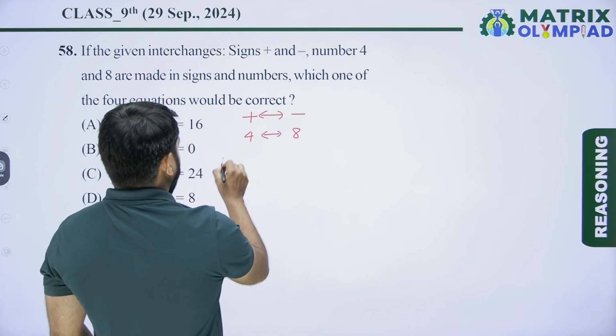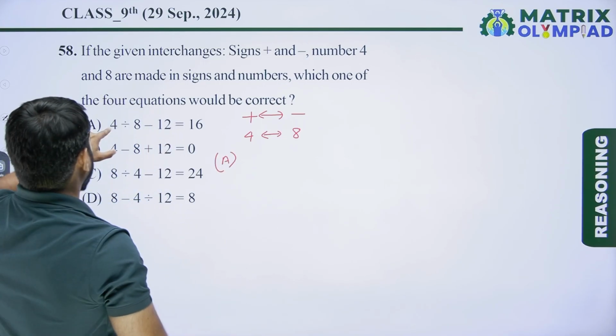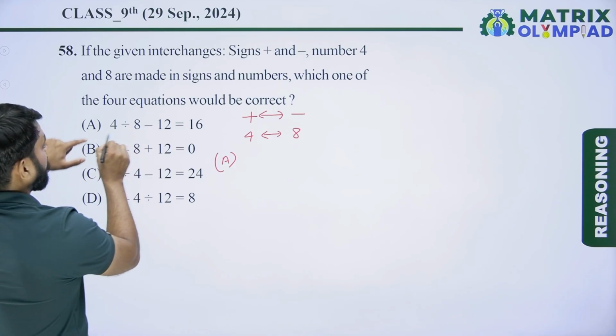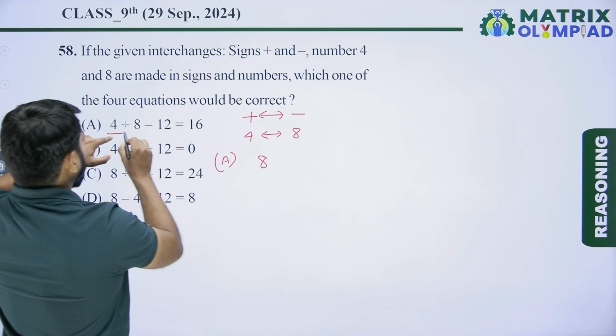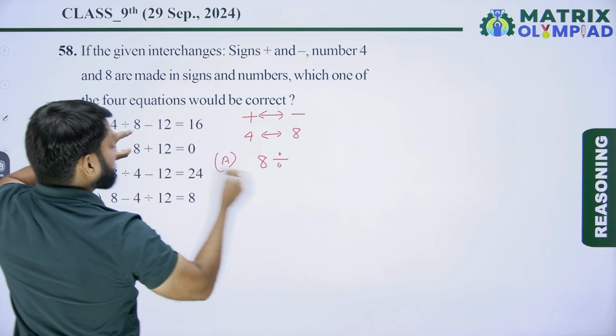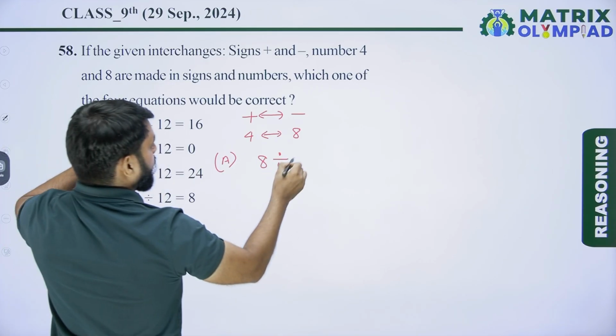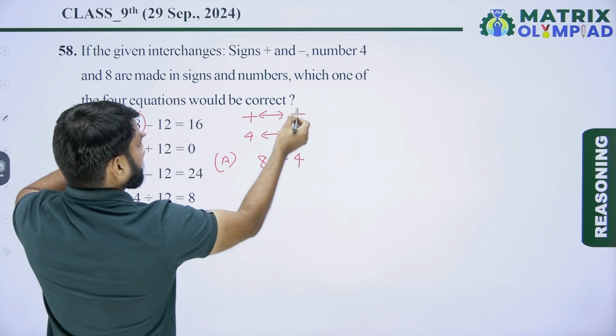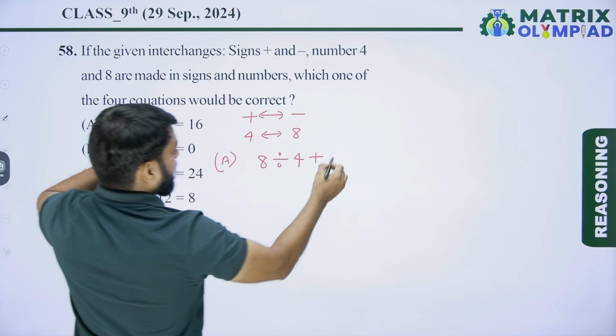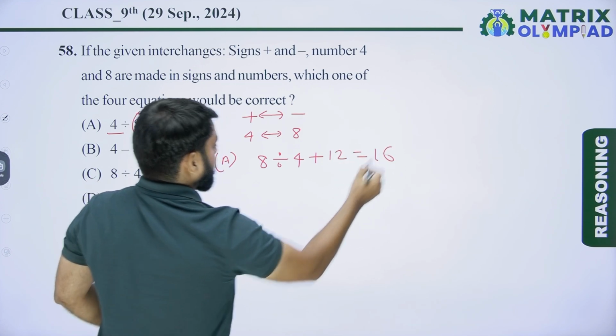So now taking option A. According to option A, first 4 means 8, divided by 4 means 8, means 4, minus becomes plus, 12 is equal to 16.